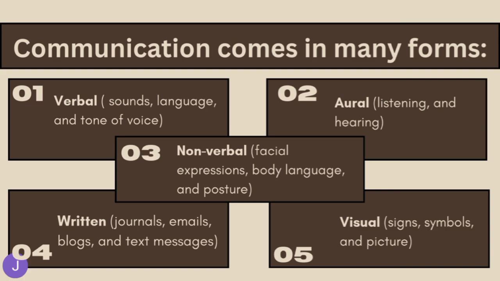Fourth is written communication. The examples of this are journals, emails, blogs, articles, and text messages. And lastly is the visual. The examples of this are signs, symbols, and pictures.